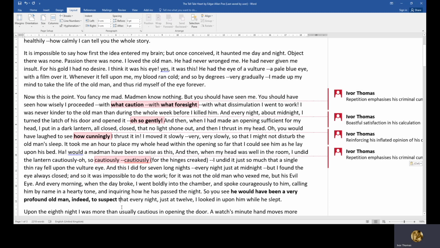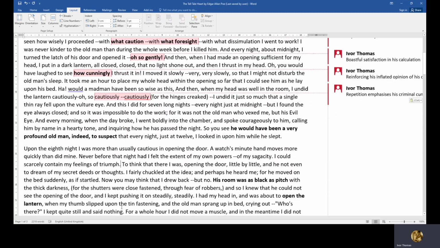"Upon the eighth night, I was more than usually cautious in opening the door. A watch's minute hand moves more quickly than did mine. Never before that night" (so he's saying time ran slowly) "had I felt the extent of my own powers, of my sagacity." My own powers, my sagacity, that repetition. Let's highlight it.